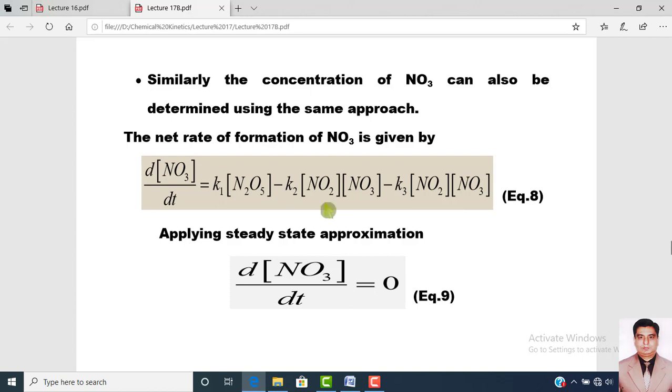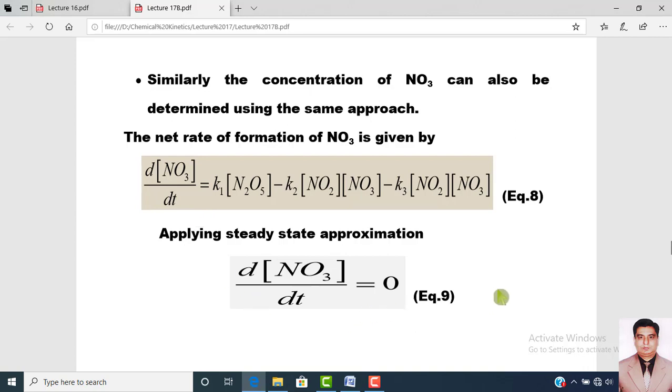Dear students, this equation number 8 is showing very clearly that nitrogen trioxide is being produced with the passage of time. In the first step of the proposed mechanism, this is produced, while in the second and third step it is used. So by applying the steady state approximation, that means the intermediate product concentration, their rate of formation will be equal to 0. So dNO3 over dt is equal to 0.